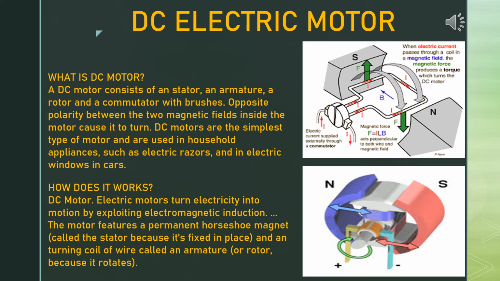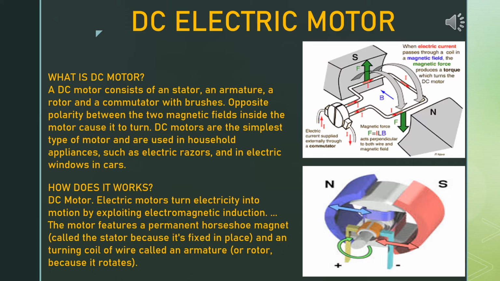Now see the diagram. First one, like in your book, a diagrammatic structure has been given. When electric current passes through a coil in a magnetic field, the magnetic force produces a torque which turns the DC motor. Torque means it's a type of force. Here the magnetic force acts perpendicular to both the wire and the magnetic field. An electric current is supplied externally through a commutator.